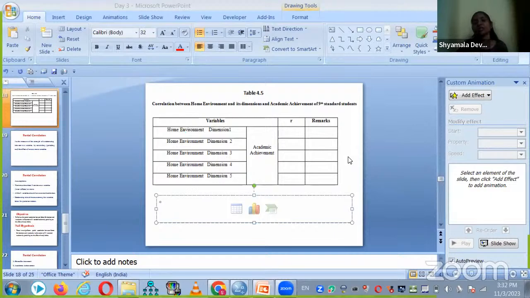Partial correlation, multiple correlation. Okay, I will tell you how to do the partial correlation. Multiple correlation, I don't know. We don't have time, so I will wind up the session with partial correlation. Because I have the PPT, I prepared the slides for partial correlation. Let us discuss that alone now.